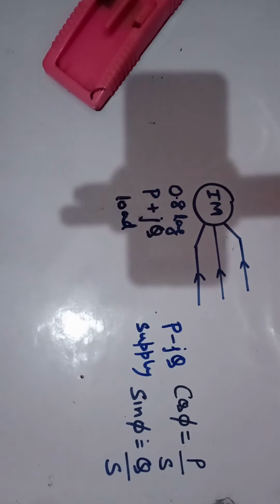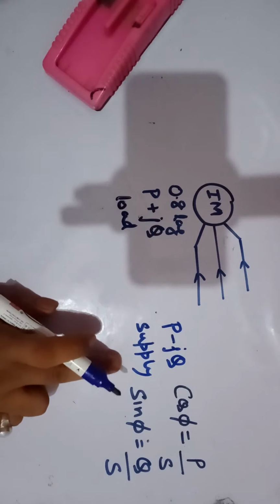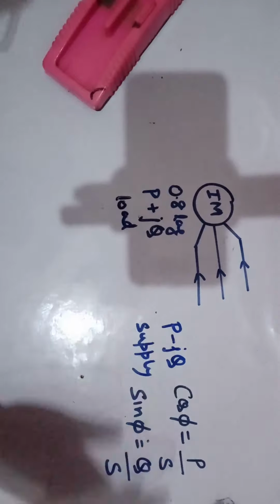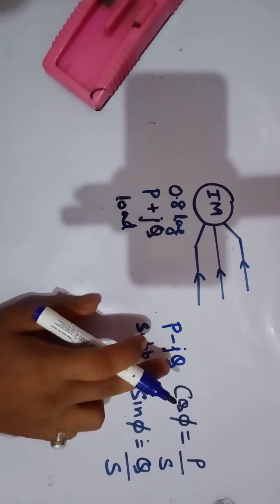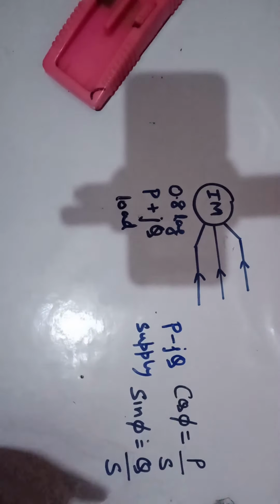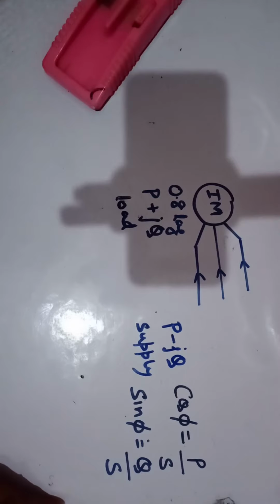Okay, so the major effect of Q will be on the supply side, because the power factor of the supply side will be affected. So we need to improve this supply power factor. How will we see it?